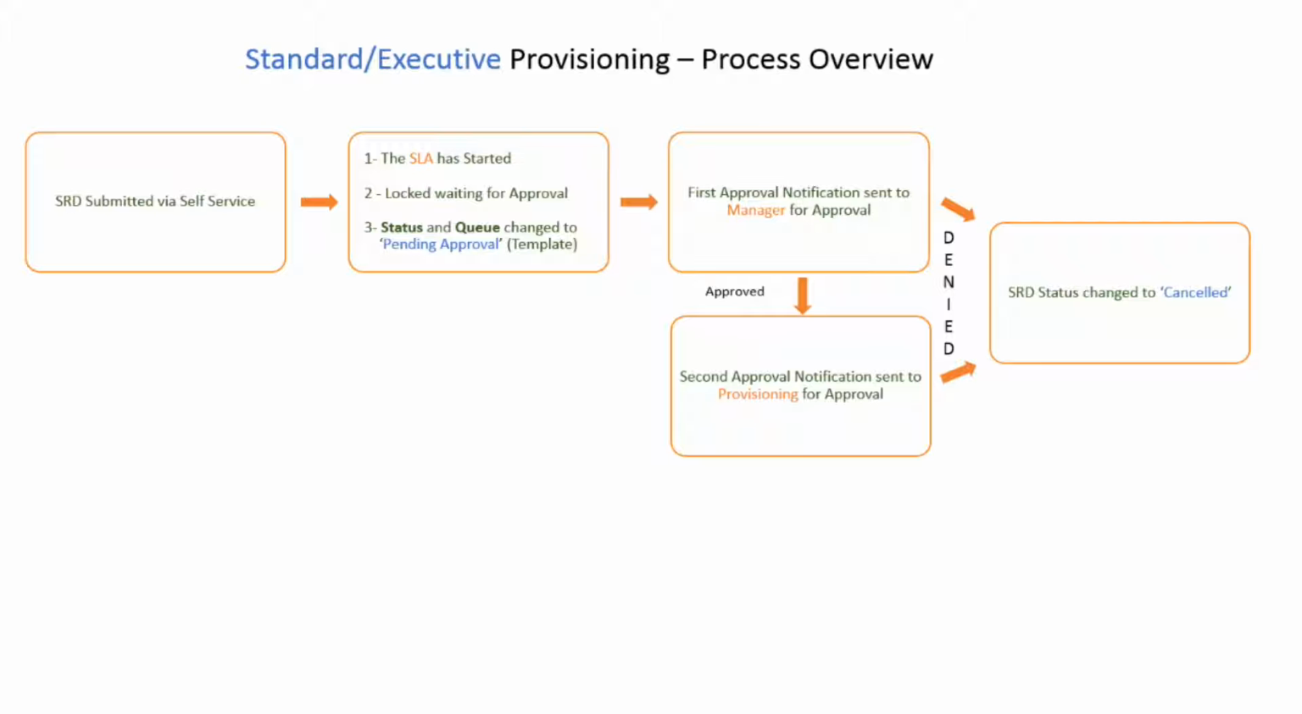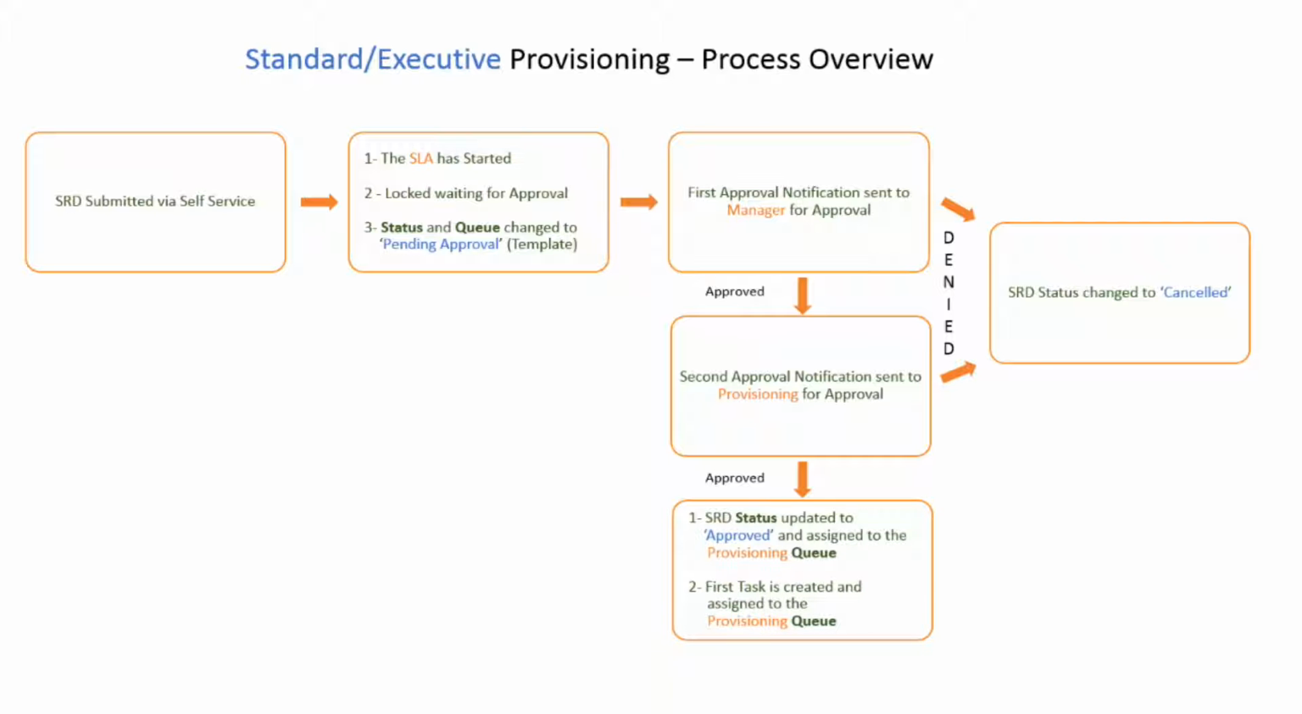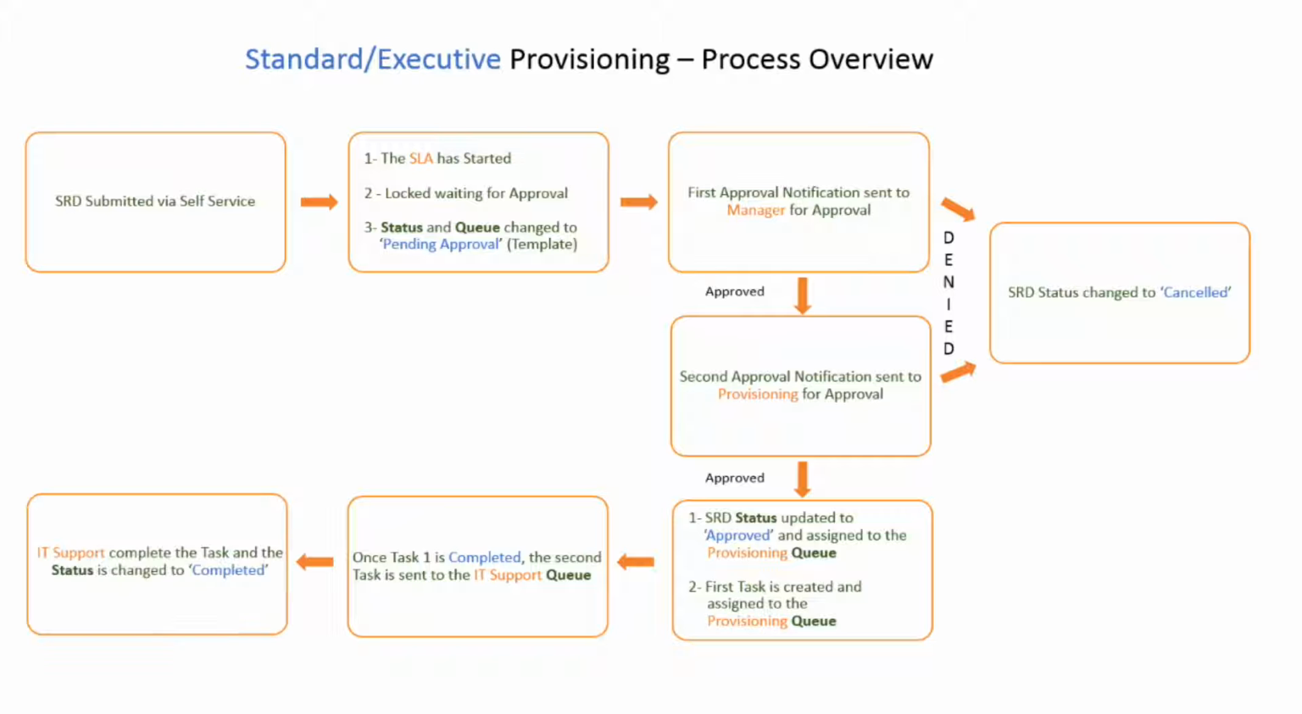Going back to the second approval, if the provisioning team do approve the request, the SRD status is then updated to approved and assigned to the provisioning queue. At that same time, the first task is generated and assigned to the provisioning queue as well. Once the provisioning team complete the first task, the second task is created and sent to the IT support queue. IT support will work that task, and when they're done, they'll change the status to completed.